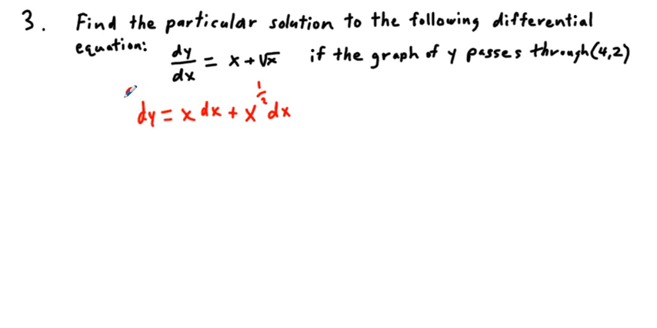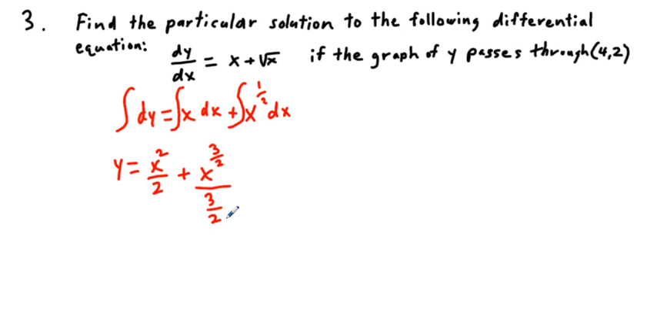Next thing we're going to do is integrate both sides of this, which means all terms here. So we're going to get y on the left side equals the integral of x dx is going to be x squared over 2 plus x to the 3 halves divided by 3 halves plus c. Give myself room. I'm going to work over the right.